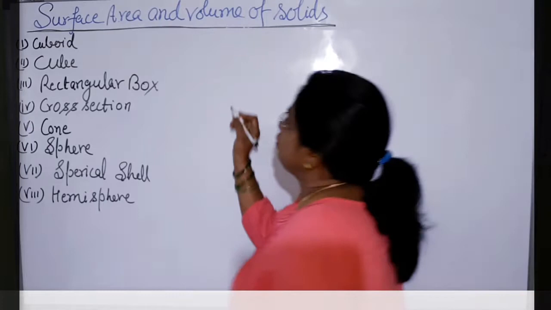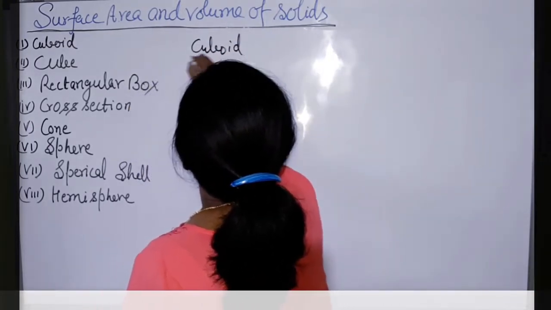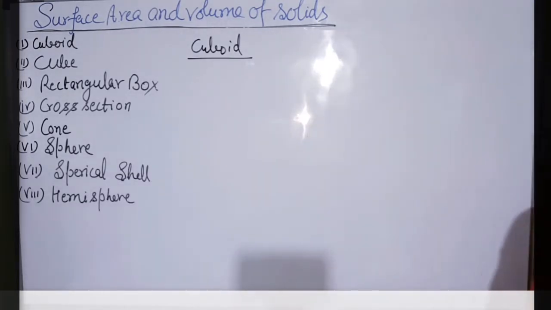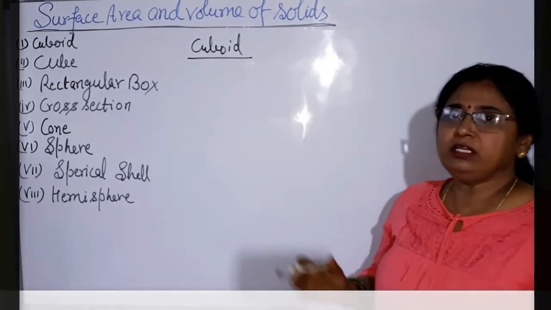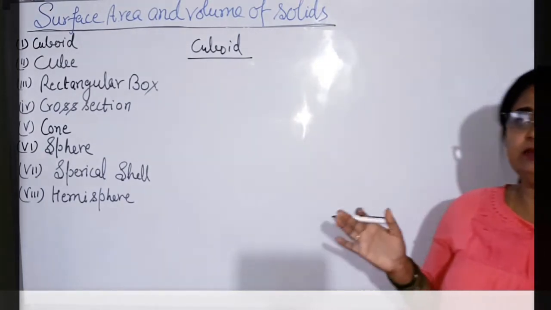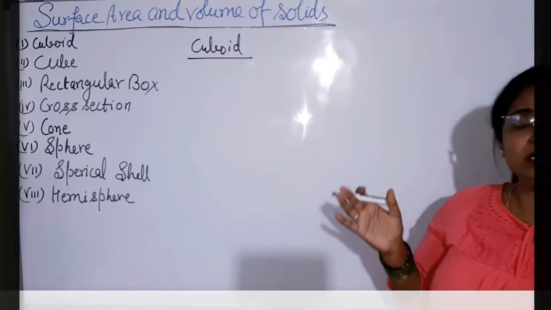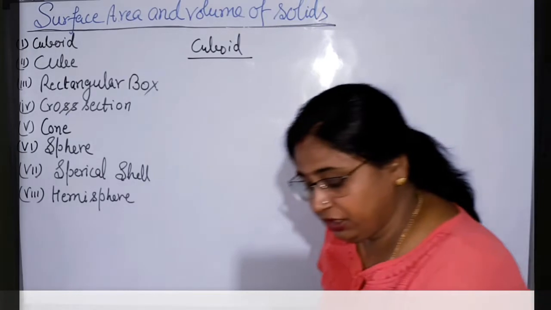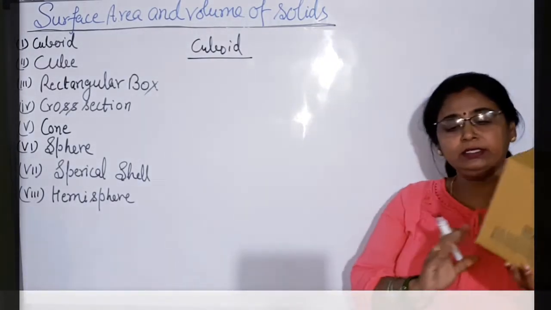First is cuboid. First topic is cuboid. Then, a solid is a three-dimensional geometrical figure which occupies a space. Three-dimensional means length, just like one example. This one also is solid.